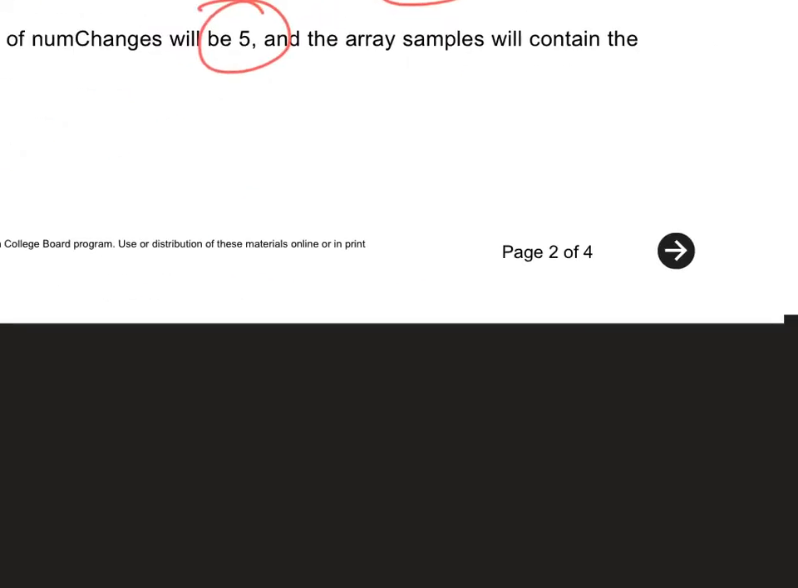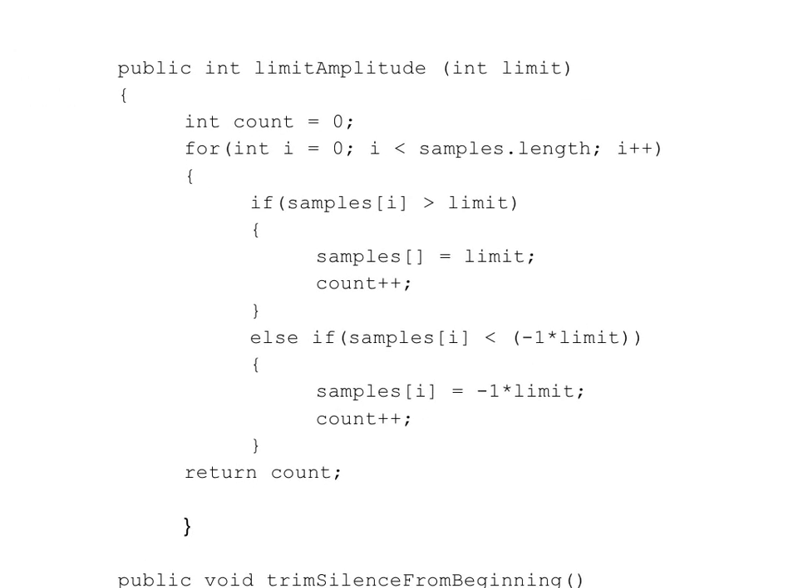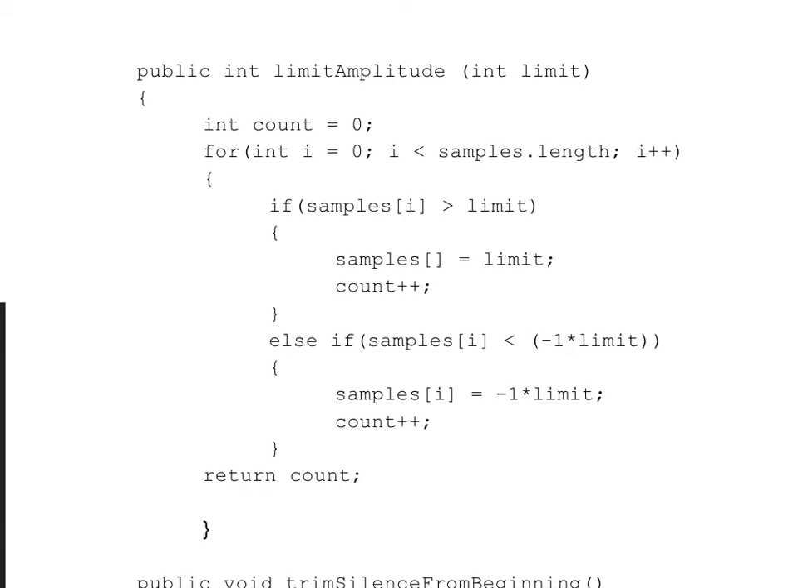oh, I put it down here. Nope, I don't know where I put it. Here it is. This particular one, this is part A. So you need a counter that counts how many times it changes. So it's going to change it if it's greater than or if it's less than. So here and here you should be changing it. And then make sure you return. So that's nice. If you have all those things, that's awesome.